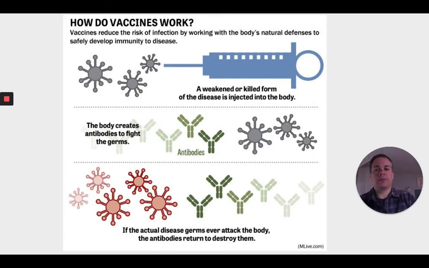So this diagram just shows overall a very simplified version of how vaccines work. They work with our own body's natural defense system by injecting into us a weakened or a killed form of a disease. Our body learns how to fight it off, creates antibodies which stick with us for years, protecting us in the future.